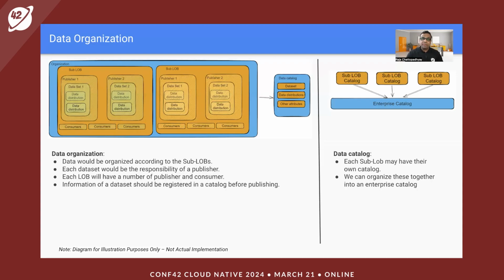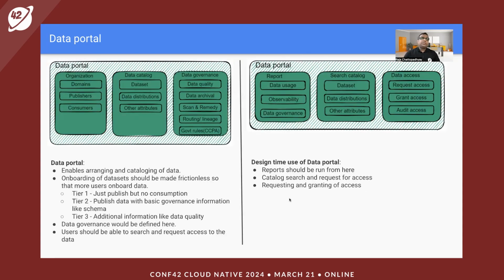In such cases, they will need to roll up all this registration in a central catalog so that the data is discoverable. Now, let's take a look at the things that are needed to enable publishers and consumers. We will need a UI for the data users. We will call this the data portal. Many organizations will call it by different names. As we have already discussed, we will need a place for the admins to define an organization and its organization.